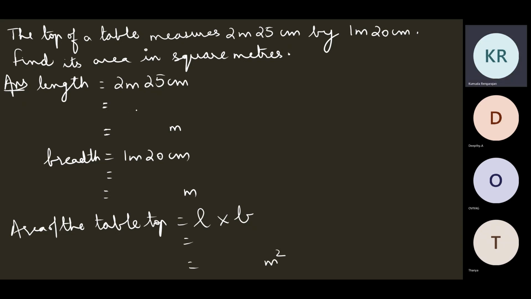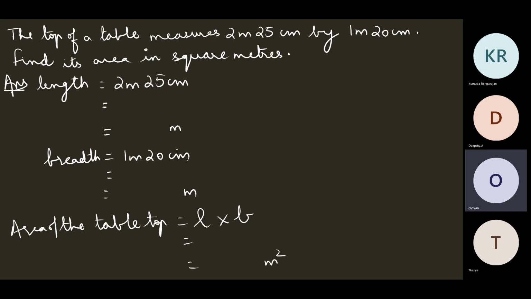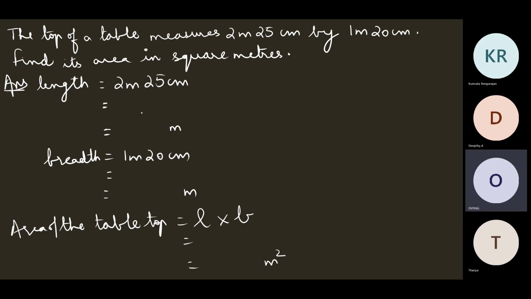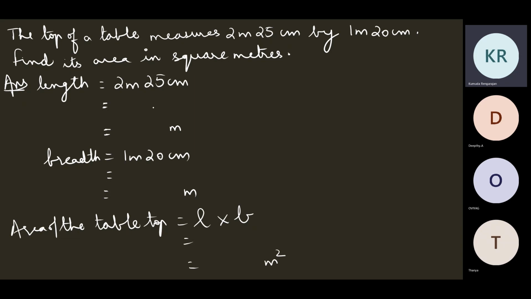What is the length in meters? 2.25 meters. Yeah, we read it as 2.25 meters. But how did you do that? We have to divide it by 100. But what are the steps you have used to convert it to meters? I did it in one step.